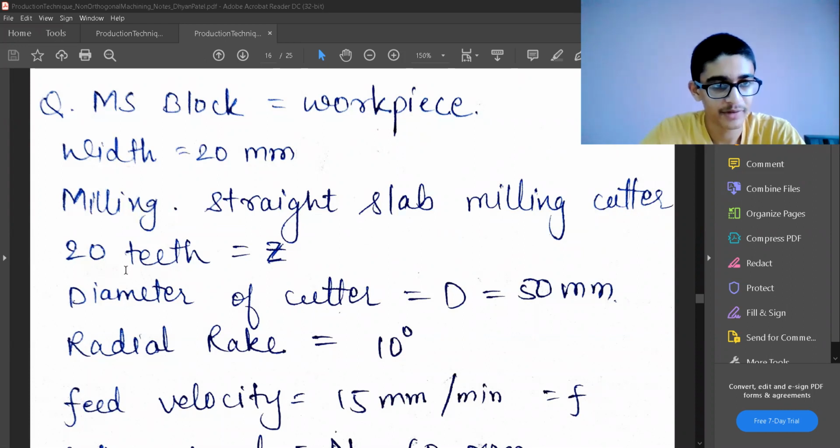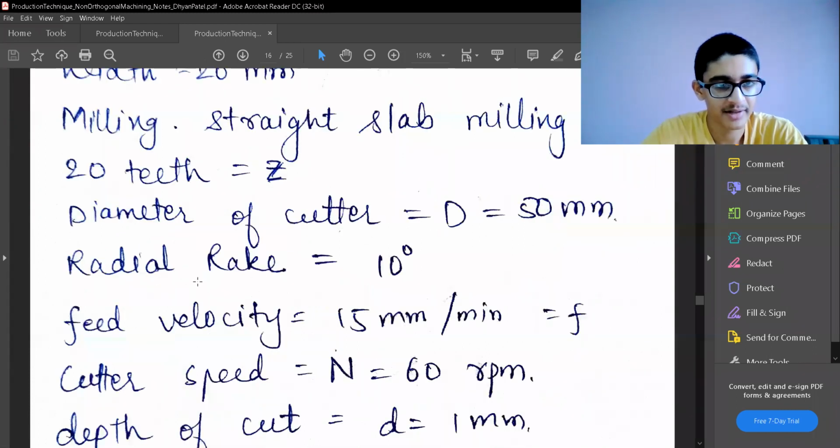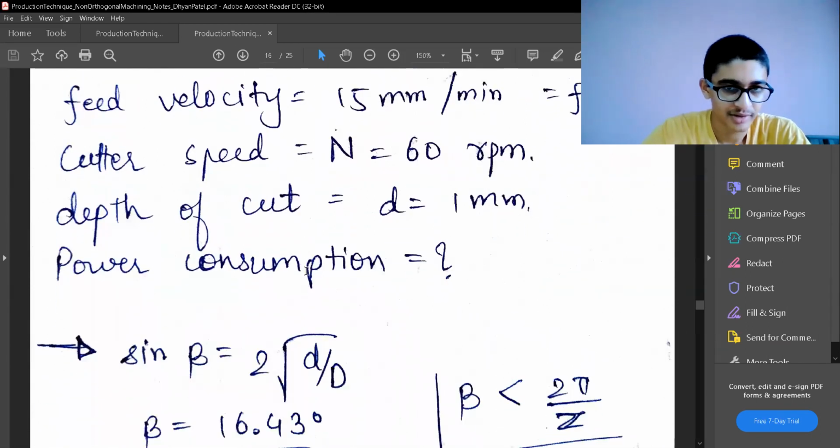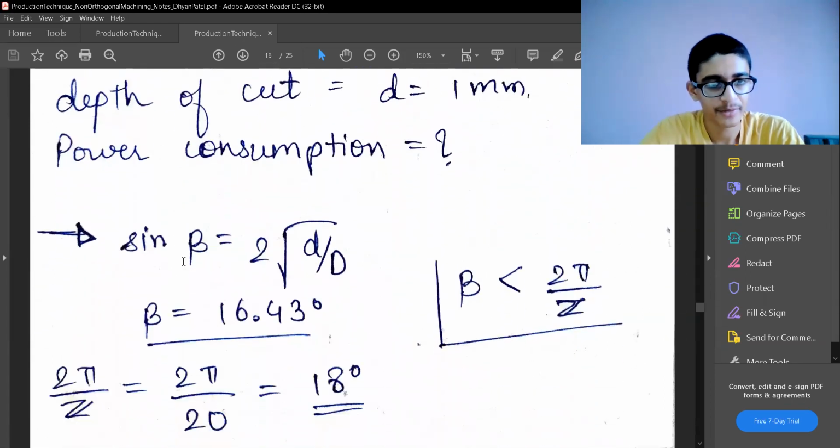Then Z, the number of teeth, is given, diameter of cutter D is given, radial rake angle is given, feed velocity, cutter speed, and depth of cut, and we want to find the power consumption. So there can be two approaches to find power consumption. Let's start with the first approach.